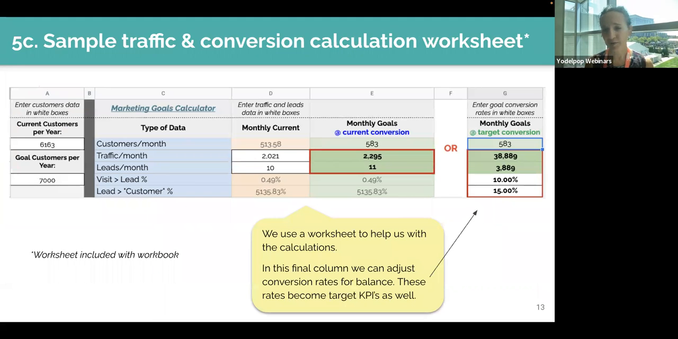So this is a screenshot of a tool that we've developed to take all that data and use it to calculate some specific marketing goals. I'll walk you through this tool to some extent, but the bottom line is this sheet is part of our tools. We include it in our workshop materials. You can use it. With the organizations that we work with, we use this at the beginning of the marketing planning process to set goals, and then we report on them every single month.